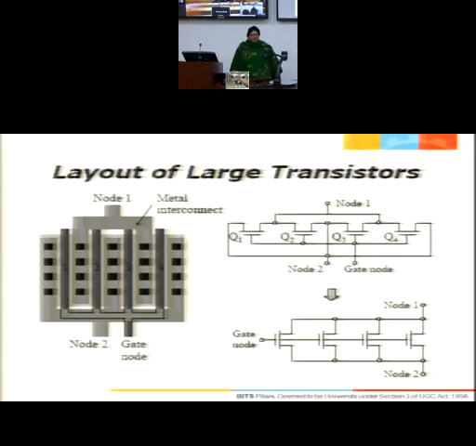Clear? So make a bigger transistor by using many small unit transistors, and each of them is going to be the same. So we have to ensure matching. I have to ensure matching.